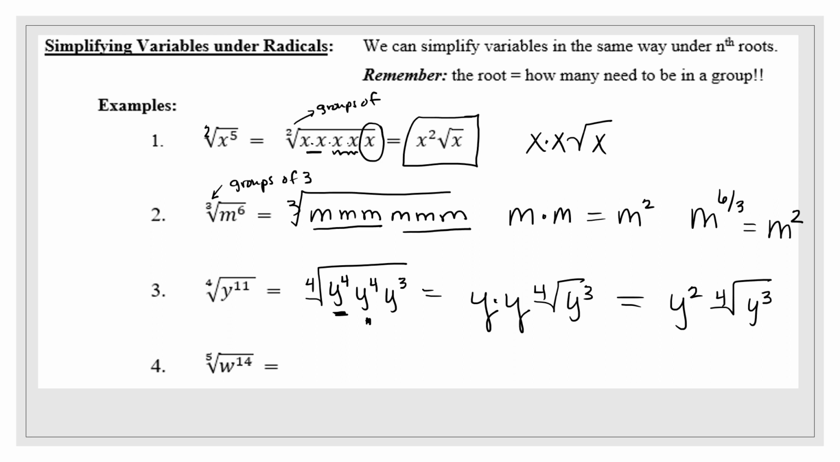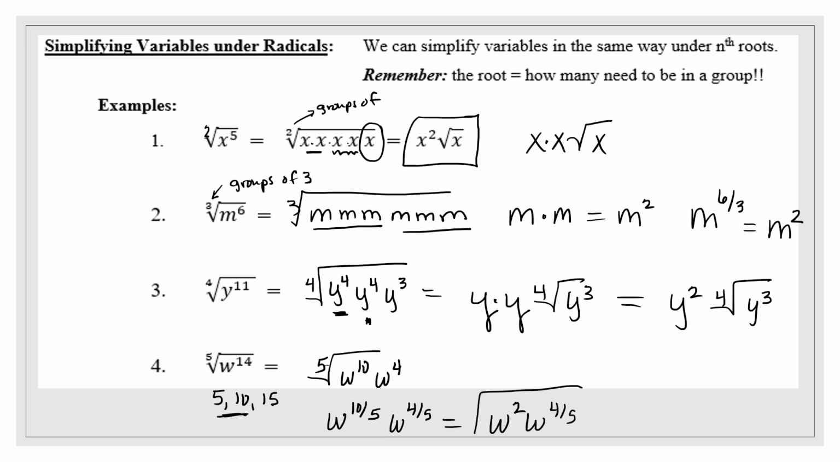And last but not least, the 5th root. Count by 5s. Okay, so if I count by 5s, I've got 5, 10, and then 15. So I can definitely get to 10. So I'm going to write this another way, is I could write it as w to the 10th times w to the 4th. And if you wanted to write that as a rational exponent, that would be w to the 10/5 multiplied by w to the 4/5. 10/5 would simplify to give you w squared, and the 4/5 doesn't, so that would be w to the 4/5. That answer would be perfect in rational exponent form.